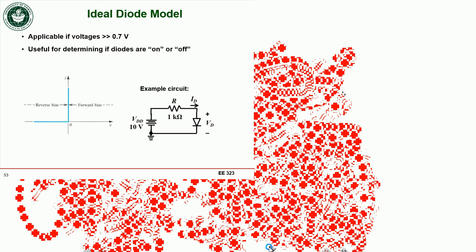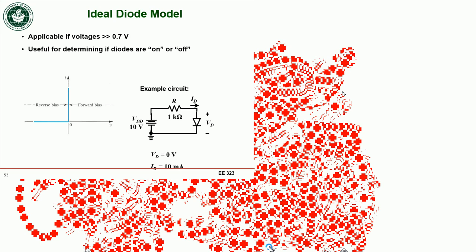Is this diode forward biased or reverse biased? Forward biased. So the voltage across it should be 0 volts. And if there's 0 volts across that, that means that the diode current is 10 volts over 1 kilo ohm, so 10 milliamps. Okay, so that's the answer that we get if we use the ideal diode model.